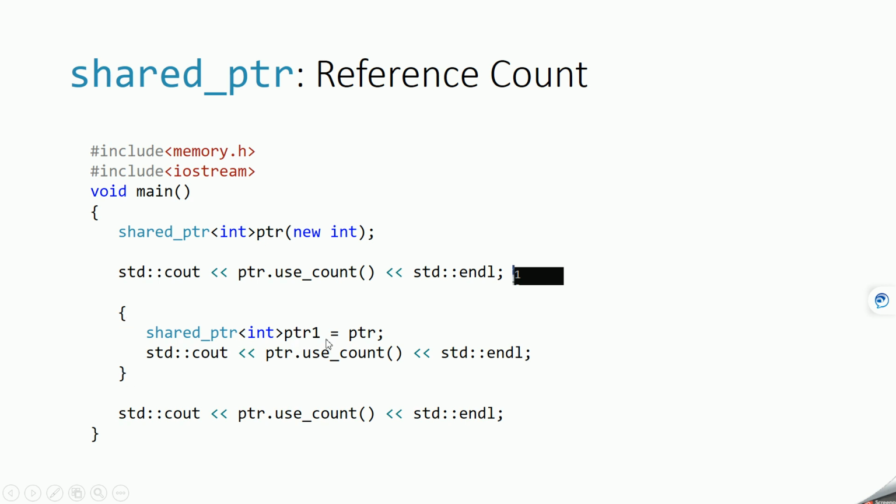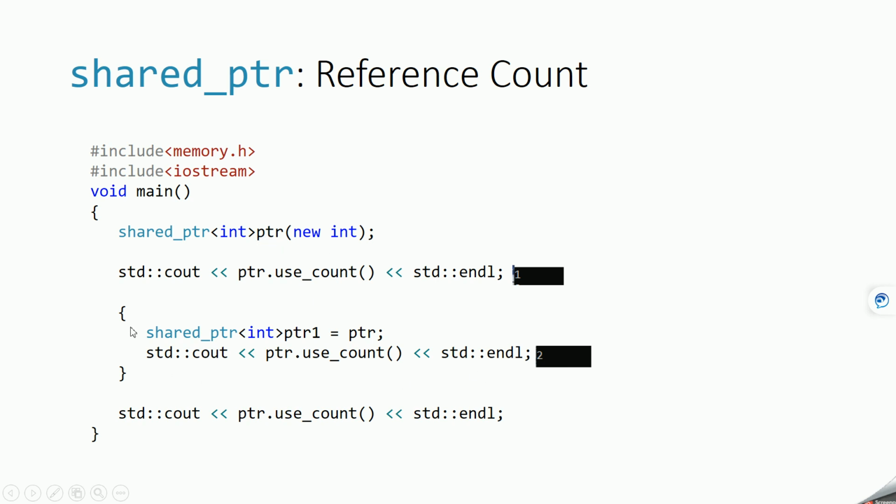Inside this, we are also creating a shared pointer, which is pointing to this already created memory. So now at this time, if you print ptr.use_count, it will give you a reference count of 2, because ptr1 and ptr both are pointing to the same memory.